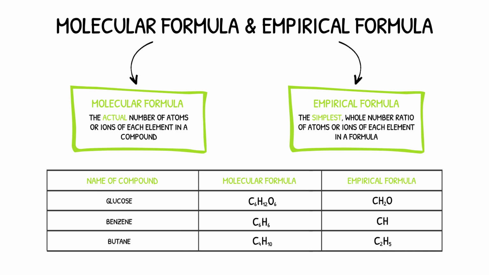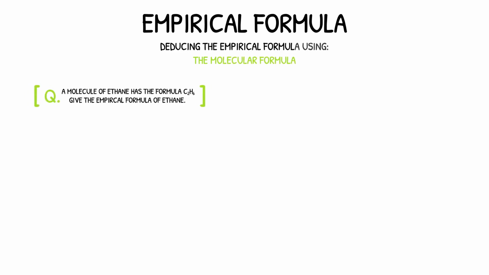There are 2 ways you may be asked to deduce the empirical formula of a compound, the first of which is the most straightforward. This method requires for you to deduce the empirical formula from the molecular formula. Here's an example of how you may be asked this question in an exam paper. A molecule of ethane has the formula C2H6. Give the empirical formula of ethane.